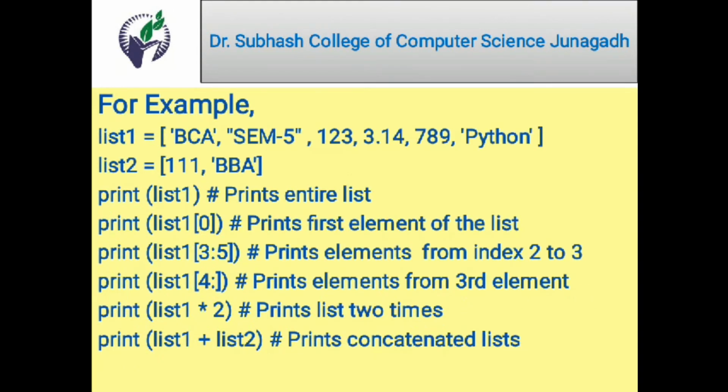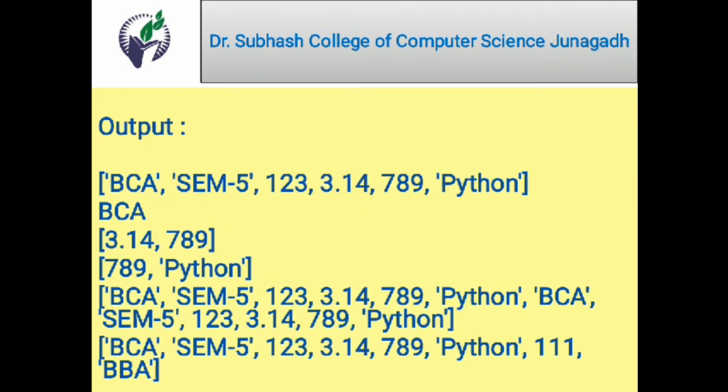In the third one, third to fifth: here 0, 1, 2, 3, from 3.14 to 5 minus 1, that is 4. So here 0, 1, 2, 3, 4, two values will be printed, 3.14 and 789. Here it is 3.14789.